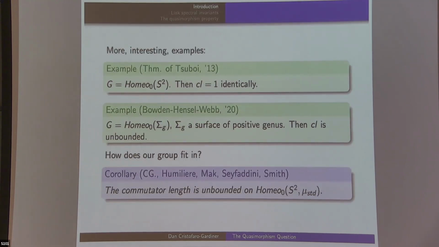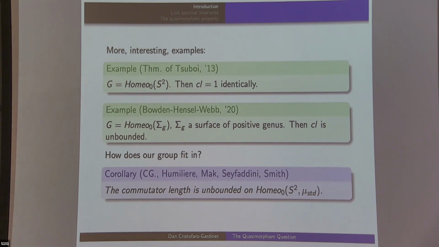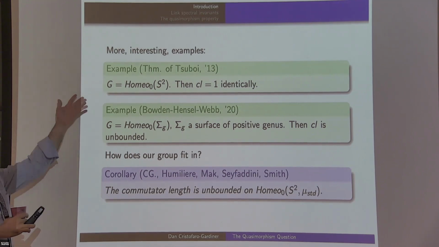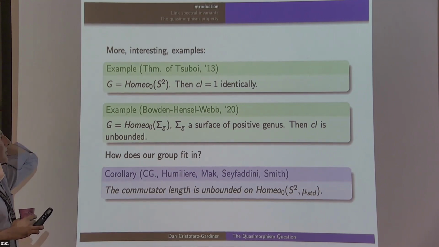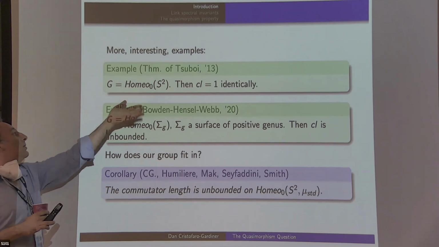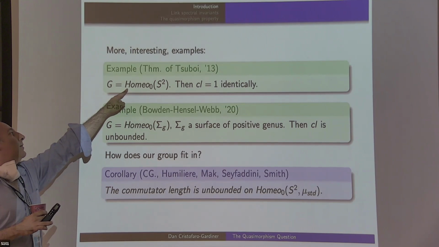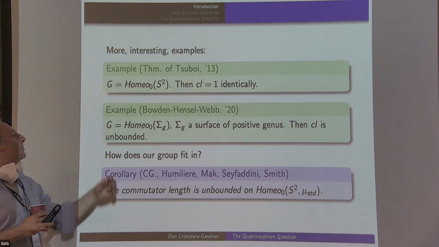Okay, so how does this work for the kind of groups that we're interested in? Here's an interesting example. Say I didn't look at area preserving homeomorphisms, say I just look at homeomorphisms without any kind of condition. Then it's a theorem of Tsuboi that the commutator length is actually just 1. It turns out that this group is perfect. It's equal to its own commutator subgroup. And in fact, if I have an element here, then I can write it as just a single commutator.